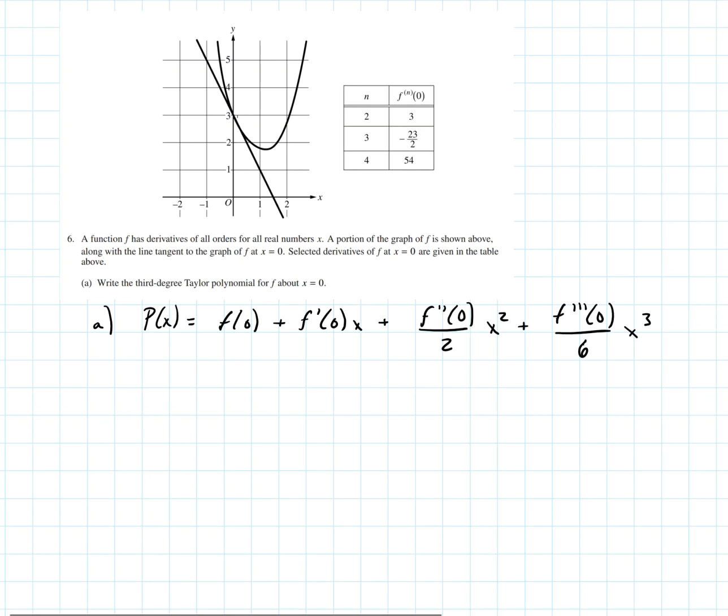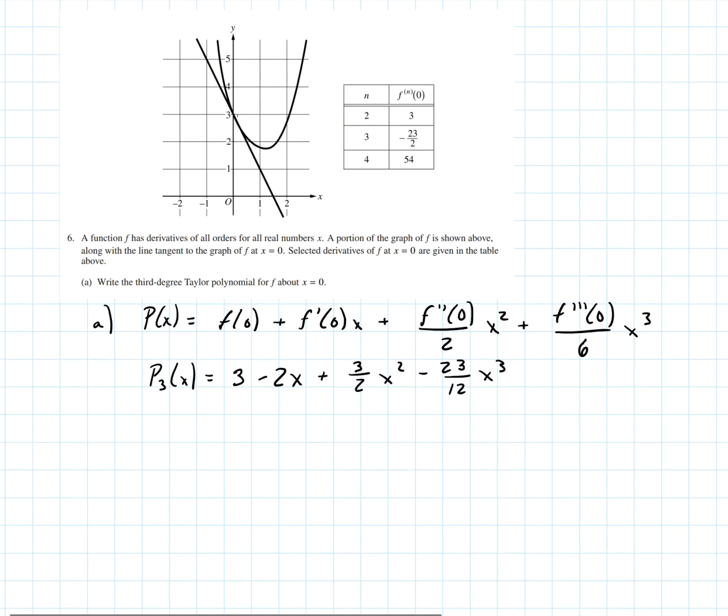And then we're given the other derivative values for different n values at x equals 0. So we can plug all those in to get our third degree Taylor polynomial. And we find that the third degree Taylor polynomial is going to be equal to 3 minus 2x plus 3 over 2 x squared minus 23 over 12 x cubed.